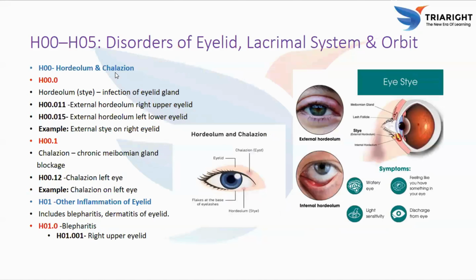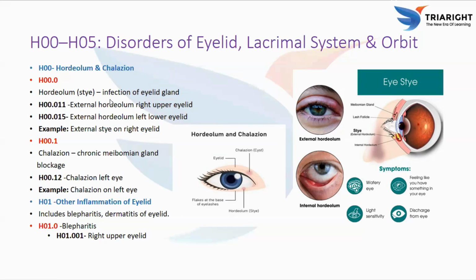So coming to the H00 to H05 category. These ICD-10-CM codes H00 to H05 include the diseases affecting the eyelids, meibomian glands, lacrimal system and also the orbit. These conditions are usually infections like hordeolum, inflammatory conditions like blepharitis, obstructive gland diseases like chalazion, and structural abnormalities of the eyelid. The code also includes the laterality, whether it is the right eye, left eye, or upper and lower eyelid. So coming to code H00, it is assigned for hordeolum and chalazion.